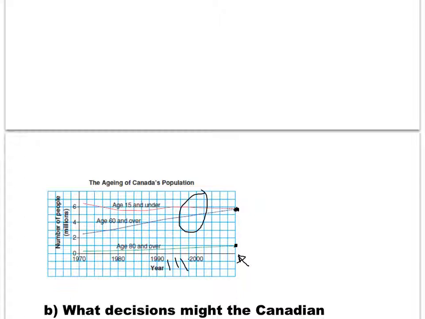Now, just remember, our assumption is that the trend continues the way it was doing before 2010, meaning the trend is going downward for age 15 and under, and it's going upward for age 60 and over, and our assumption is that it's going to continue the same way, and it's not going to have a sharp change going up or down.